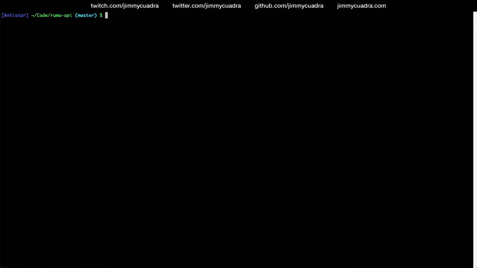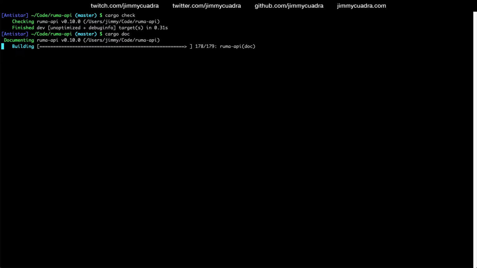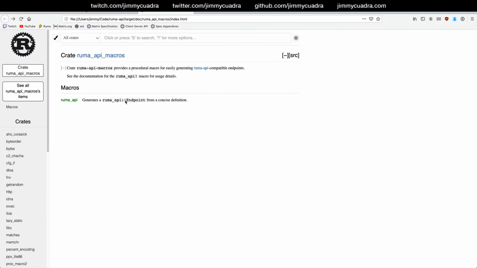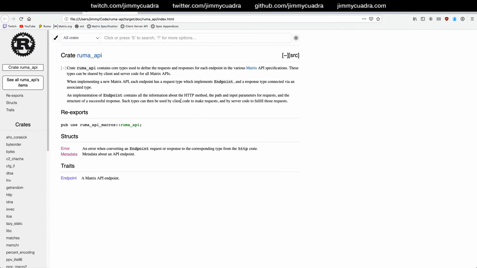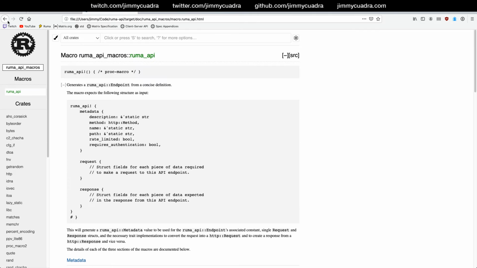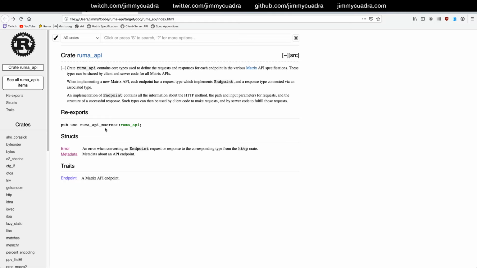Let's just make sure this is all still working. If we cargo check the top level and cargo doc the top level, this should generate it with the default feature. So we can get rid of that. Ah, yep, there we go. So now we have Ruma API being re-exported from Ruma API macros. So the macros crate can essentially be an implementation detail of Ruma API. No one except the Ruma developers needs to worry about the Ruma API macros crate itself.